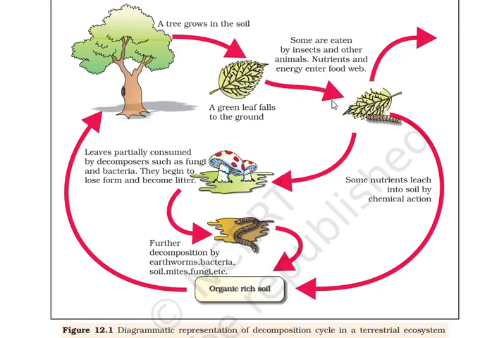Representation of the decomposition cycle in a terrestrial ecosystem. A tree grows in the soil, then a green leaf falls down to the ground. Some are eaten by the insects and other animals. Nutrients and energy enter the food web. Some nutrients leach into the soil by chemical reaction, whereas leaves are partially consumed by decomposers such as fungi and bacteria, begin to lose form and become fine litter. And then they go to the organic-rich soil. Further decomposition by earthworms, bacteria, mites and fungi, and later on in the soil, the tree grows. So this is the decomposition cycle in a terrestrial ecosystem.